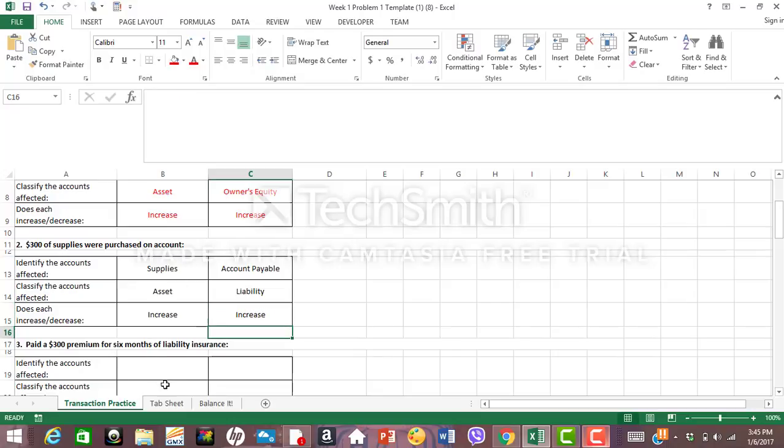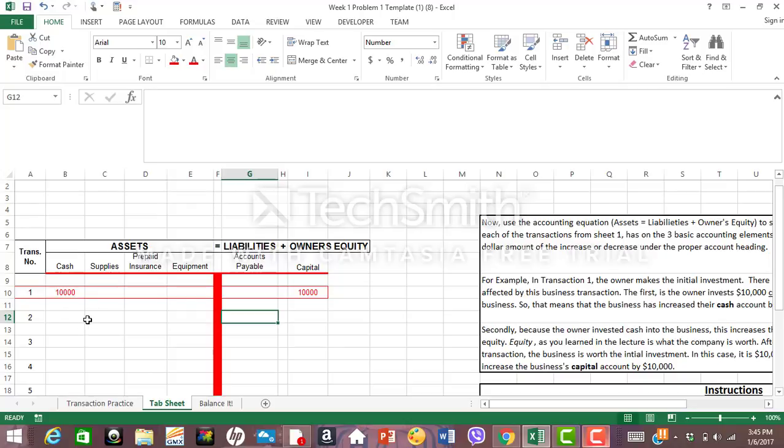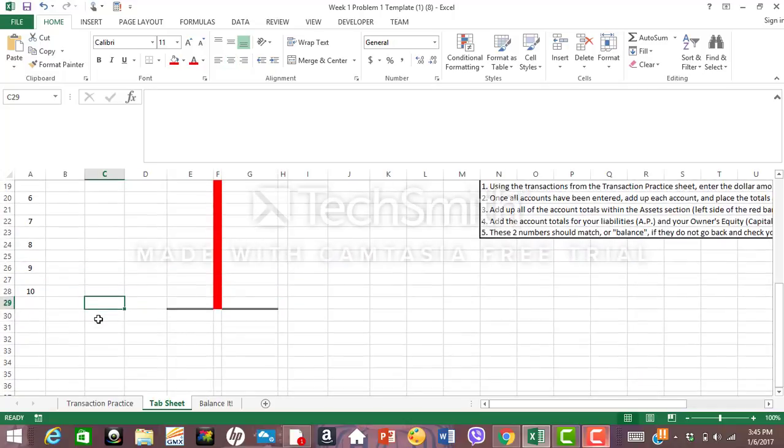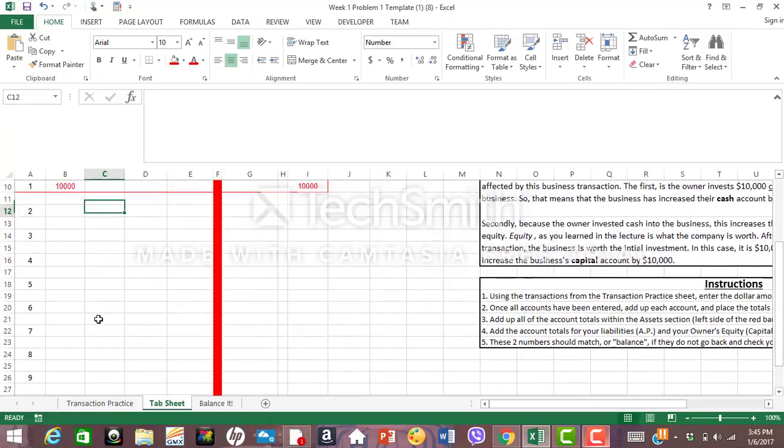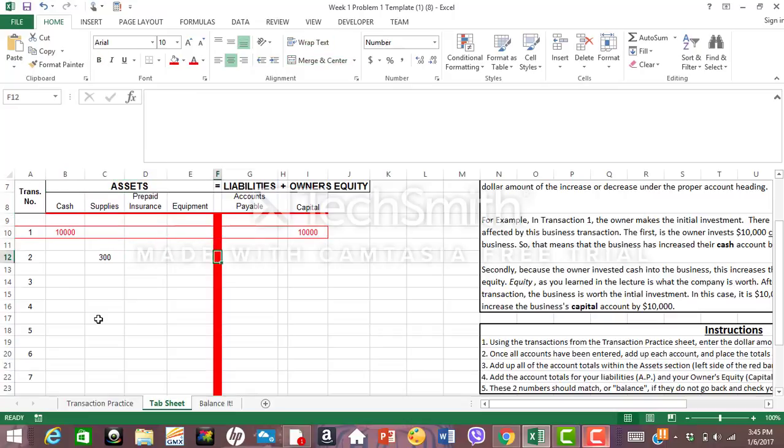Okay, so then we go to the tab sheet, and we go to number 2. We automatically see that the supplies have increased. Let me just allow for the numbers to be added to it. So the supplies increased by 300 and accounts payable increased by 300. Now when we try to equalize, we add all of our assets, add all of our liabilities plus owner's equity, and these two should equal out. So we have $10,000 in cash plus the $300. Our left-hand side of the equation is $10,300. Our right-hand side of the equation is 10,000 plus your 300, which is $10,300.